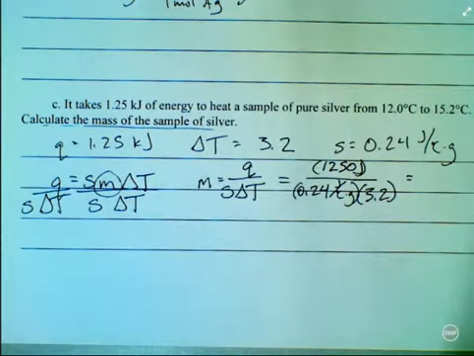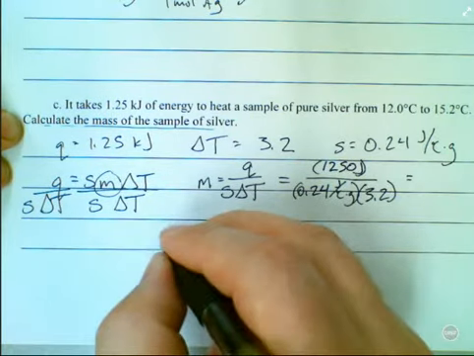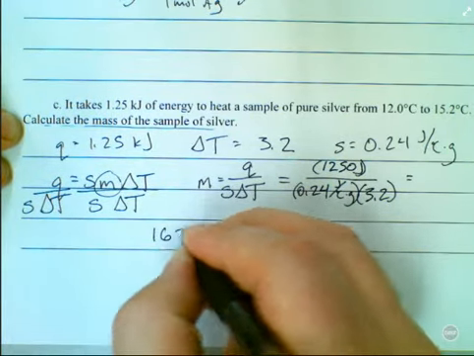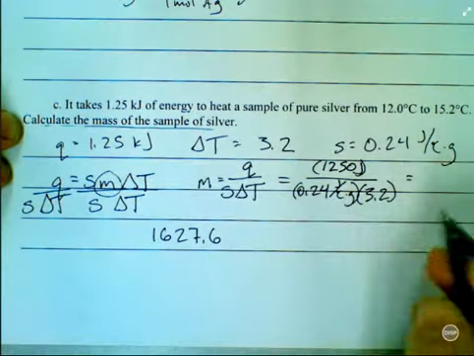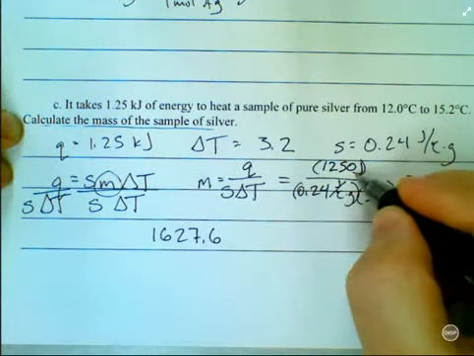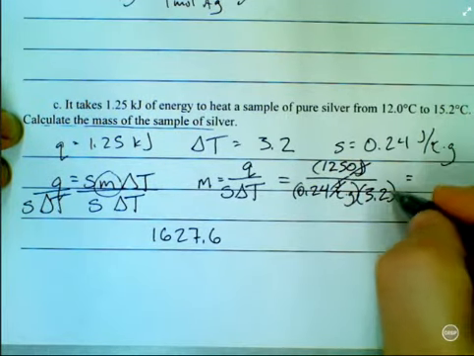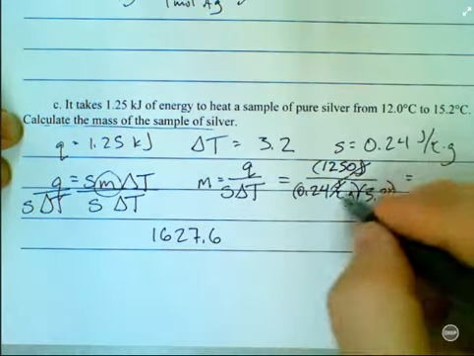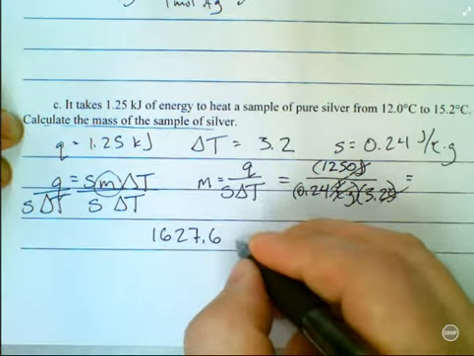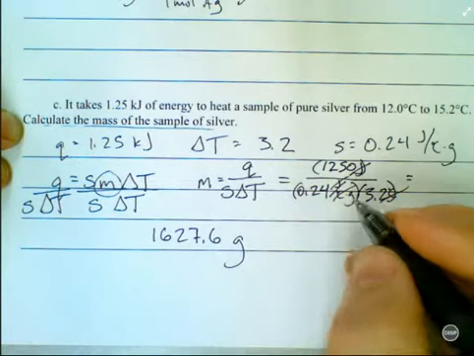Okay, throwing this into the calculator. 1,250 divided by 24 times 3.2. Now the calculator is telling me 1,627.6. And let's see, joules are going to cancel, and degree Celsius is going to cancel. My units after all of this are going to be grams.